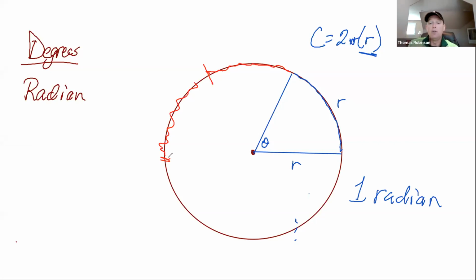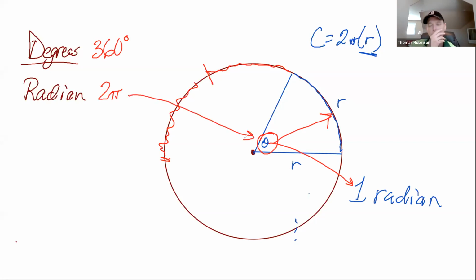Well, if theta is the angle that makes 1 r and is therefore 1 radian, then where we have 360 degrees in a circle, there are exactly 2 pi of those in a circle. That's mind-blowing, isn't it? Let me back up and say this again, see if I can make more sense.